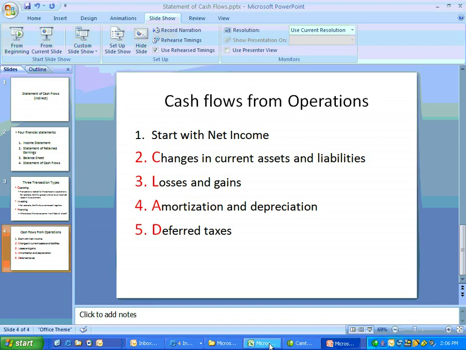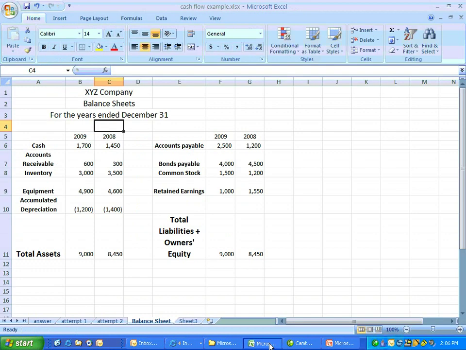So let's take a look at an Excel worksheet that I put together. And this is XYZ Company. We're looking at its balance sheets for the years ended December 31st. And we have 2009 and 2008. This is a very, very simplified balance sheet. We just have a few accounts that we're going to be looking at. And that's going to simplify how we're going to do our statement of cash flows. Because the balance sheet is where we're going to start. That's how we're going to build our statement of cash flows.